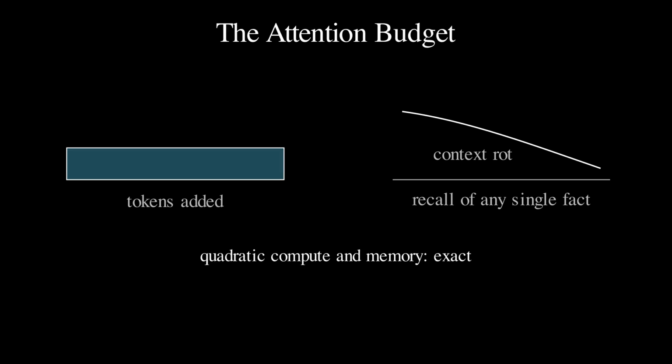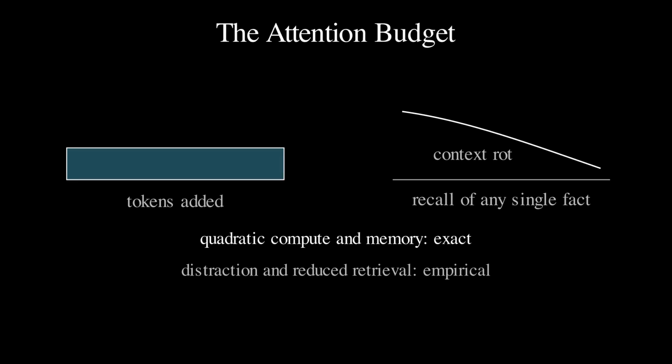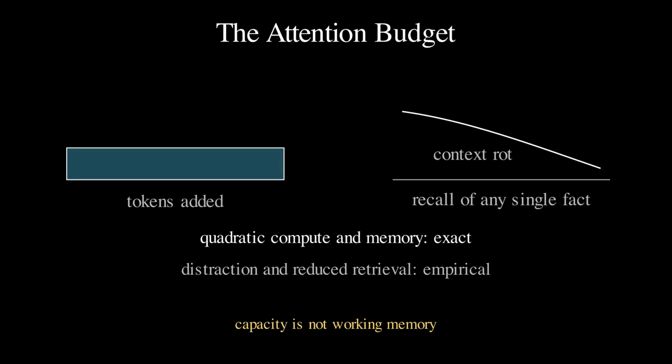Attention is computed per head and per layer, and a model can learn to concentrate it sharply. What is exact is the architectural cost. Compute and memory grow quadratically with length. What is empirical is the behavioral cost. Longer contexts can distract the model and reduce effective retrieval. Keep the takeaway. Capacity and effective working memory are not the same thing. Adding raw capacity does not buy proportional recall, which is why selection and placement stay consequential at every window size.